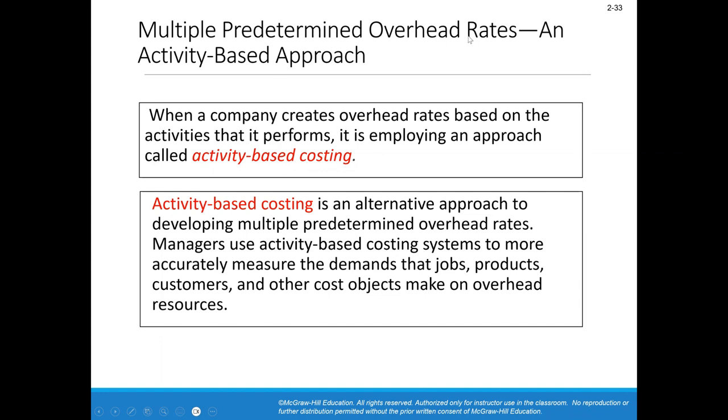So multiple predetermined overhead rates and activity-based approach. When a company creates overhead rates based on activities that it performs, it's employing an approach called activity-based costing. It's an alternative approach, and it depends on what activities are actually taking place.